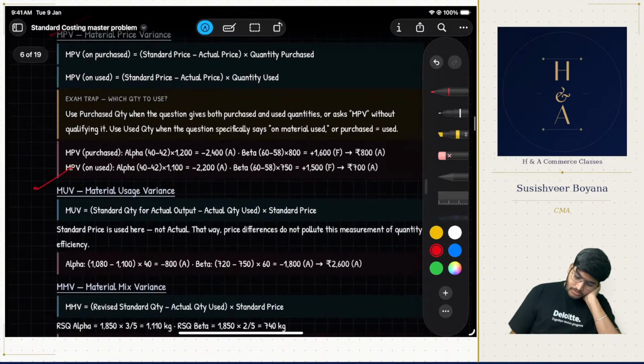We look at the bottom. I don't like the color, but yellow.